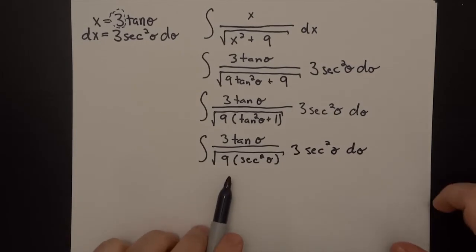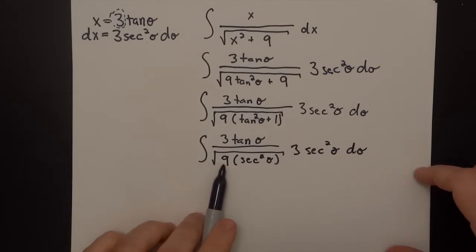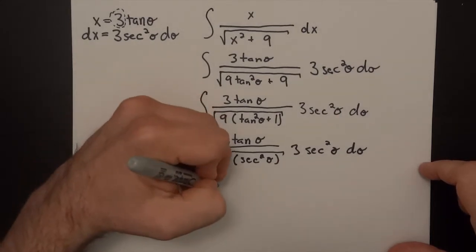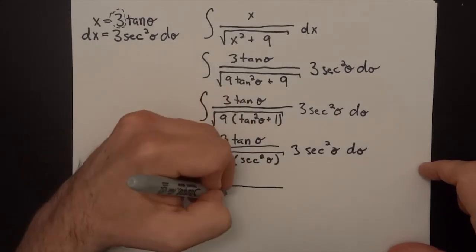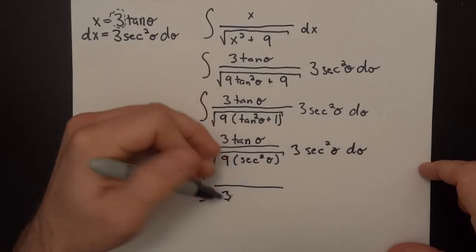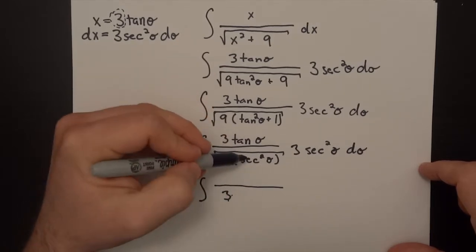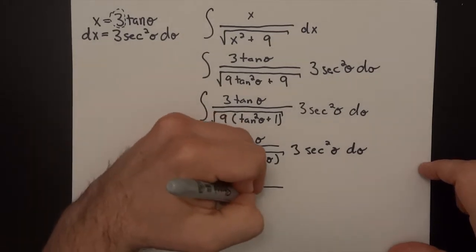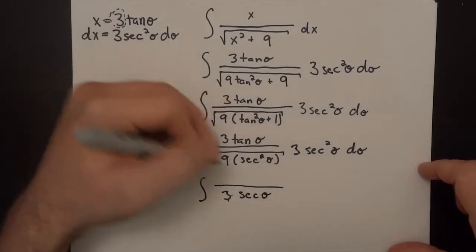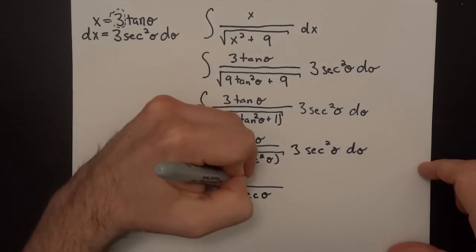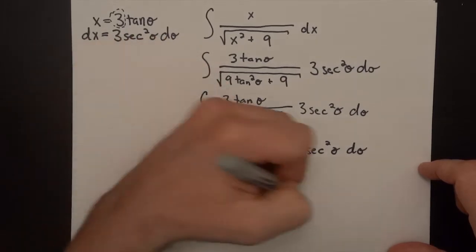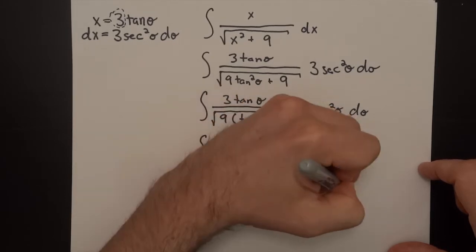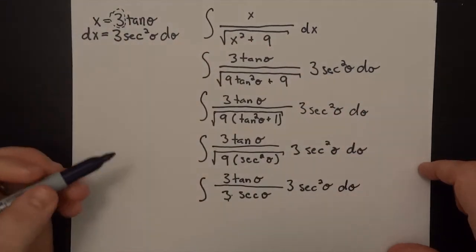Right, now underneath here you can actually do two things. One, you're going to take the square root of 9, right, because you can do that easily. Square root of 9 is just 3, so now that becomes 3. And then you're going to take the square root of secant squared theta as well. And that is just secant of theta. And then you have 3 tan of theta, still up there. And then you have 3 secant squared theta d theta, right?